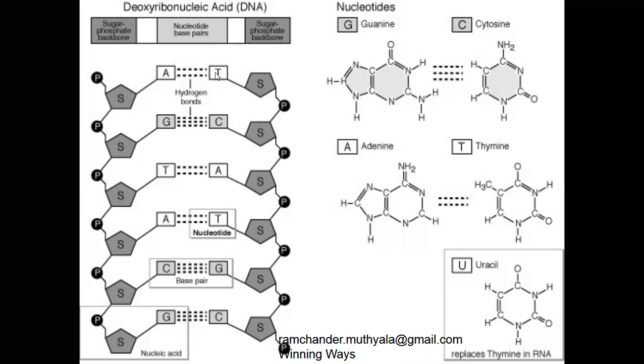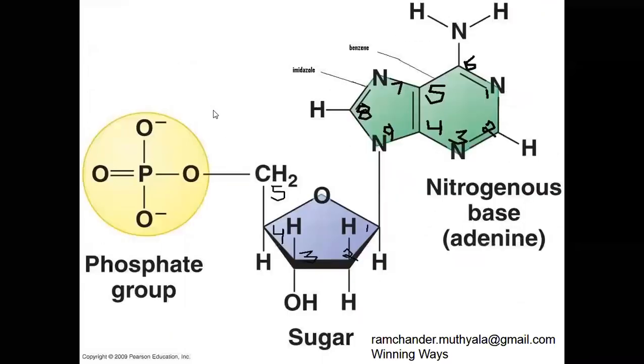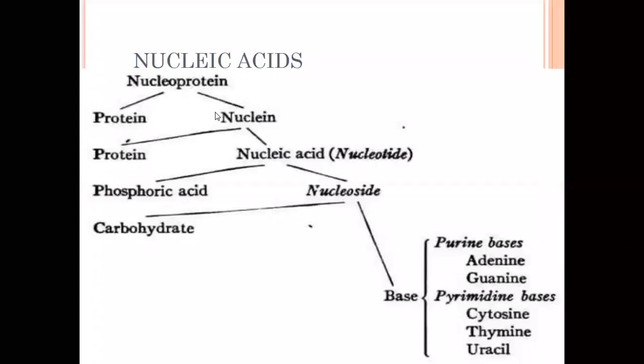If we come to the RNA, in RNA thymine is absent. The thymine is replaced with the pyrimidine uracil. So it is the chemical composition of nucleic acids. See children, it is important for the essay question.